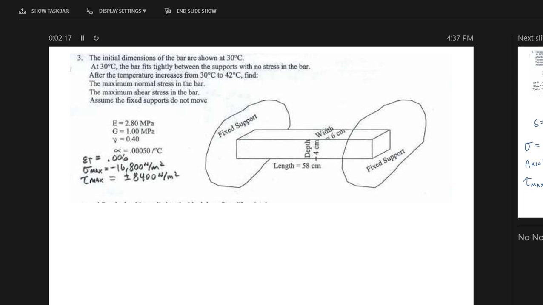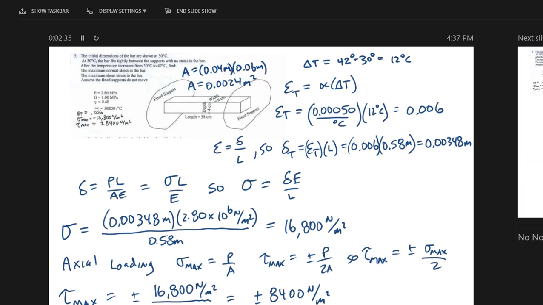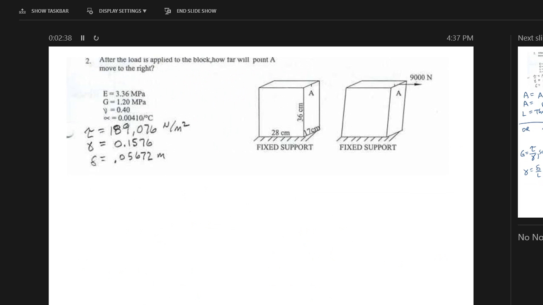Yeah. Do you want to go from corner to corner to find the hypotenuse? No, not on this one. I didn't ask for it. So just looking for the stress. Okay. This one, find delta of point A. Okay. What are you going to do on that one? Well, you have to find the delta again.